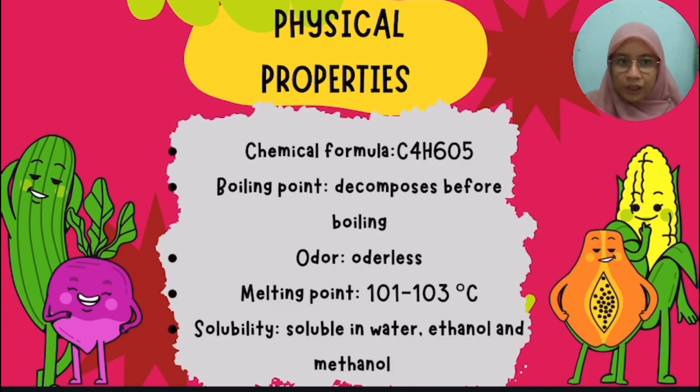Next, the malic acid is soluble in water, ethanol, and methanol. And finally, for some other physical properties of malic acid, it has a sour taste. It is because malic acid mostly comes from fruit such as apple, banana, and papaya.